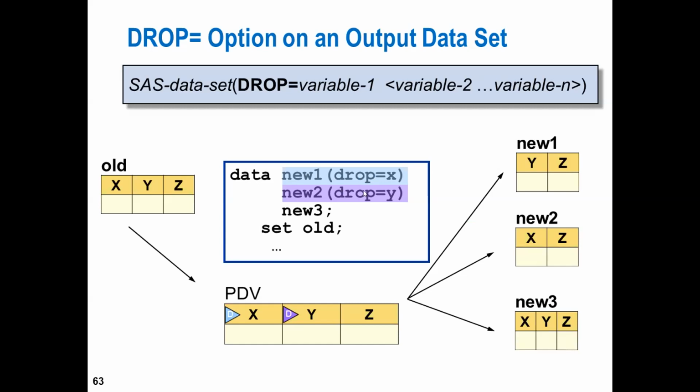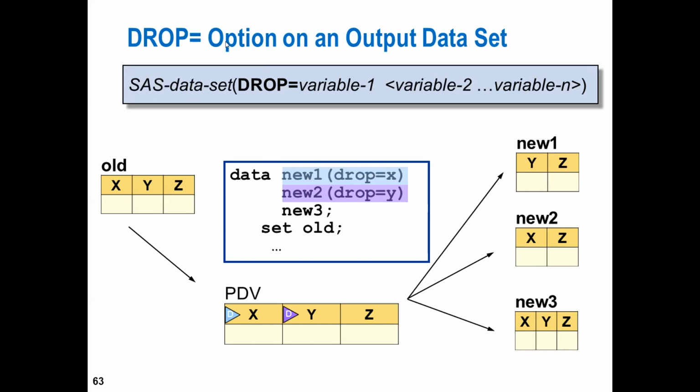Listen to my words. We are using the drop equal to data set option. Drop equal to is not a drop statement we wrote in the data step. It is a data set option. That means when a data set is being created, in front of that data set, you write in parentheses this drop equal to. That means only for this data set, this drop is working. Are you getting it now?